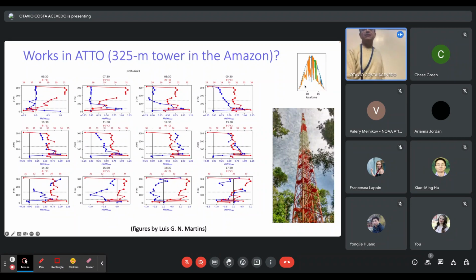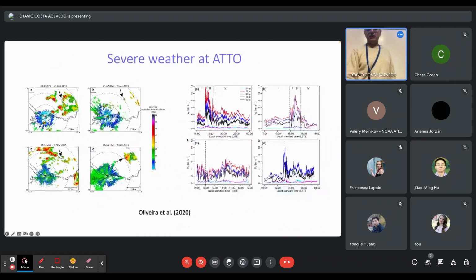Now, when it's cloudy, it gets much more messy, much more complicated, but there seems to be some relationship. I have a postdoc, Luis Gustavo Martins. Maybe he will come and stay some time with us here in September or about that. He is a postdoc in the project now, and he is doing some composites for both cloudy and cloudless days, and there seem to be some consistent relationships.